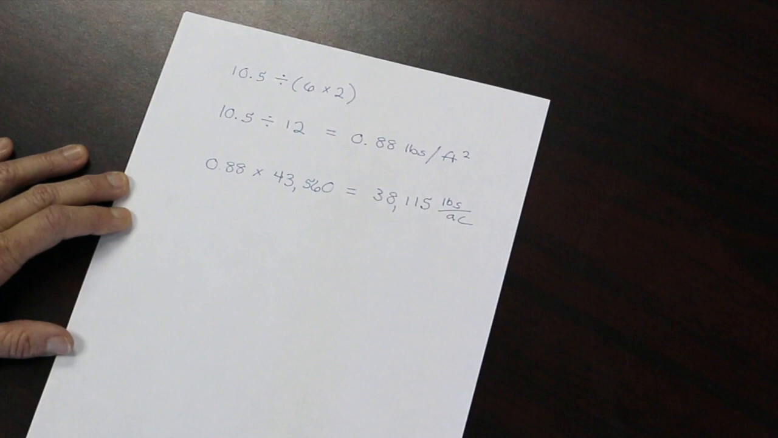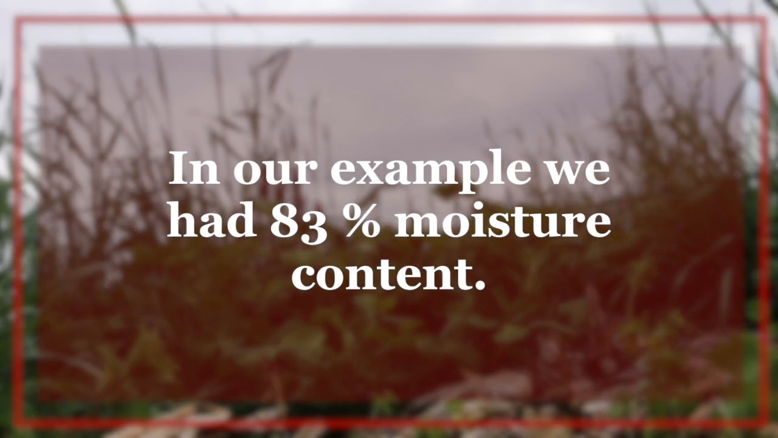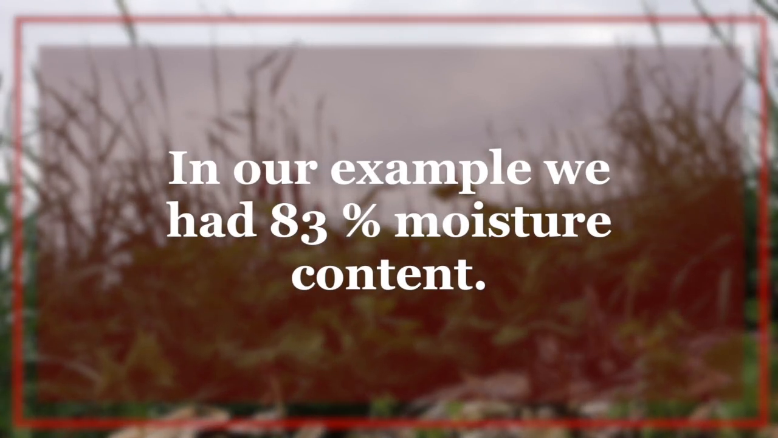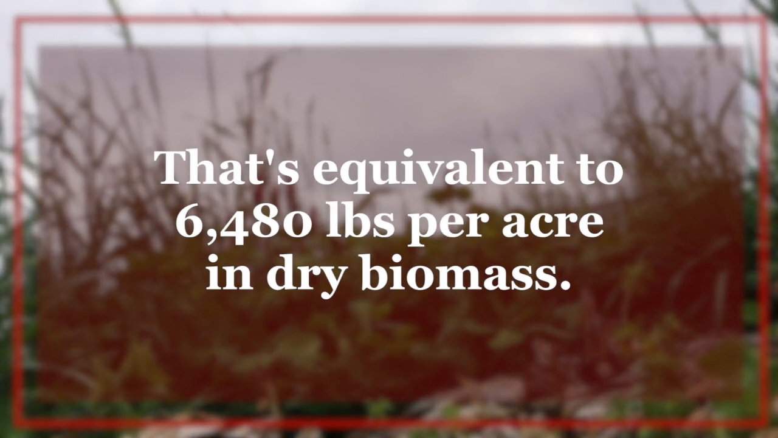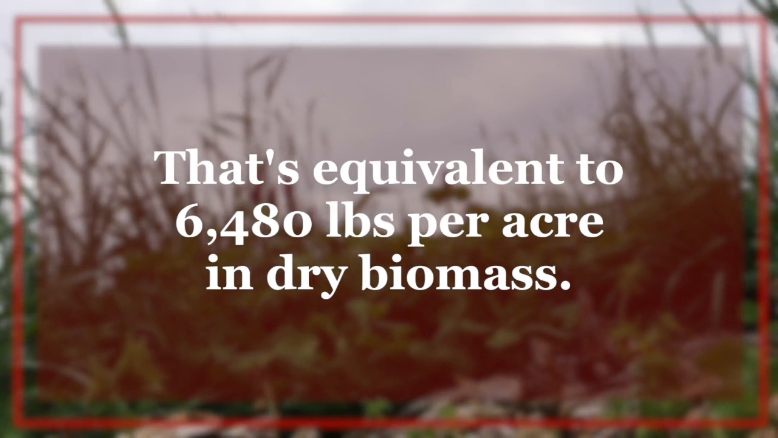This number will be much higher than the amount of biomass you think about generally for cover crops, because there is so much water in fresh cover crop, and cover crop biomass numbers are reported on a dry weight basis. In our example, the moisture content was 83%, so the equivalent dry biomass was 6,480 pounds per acre.